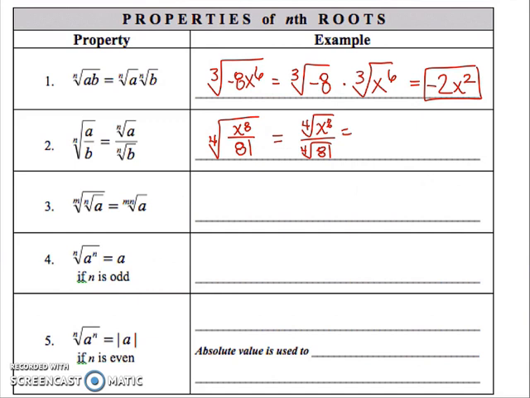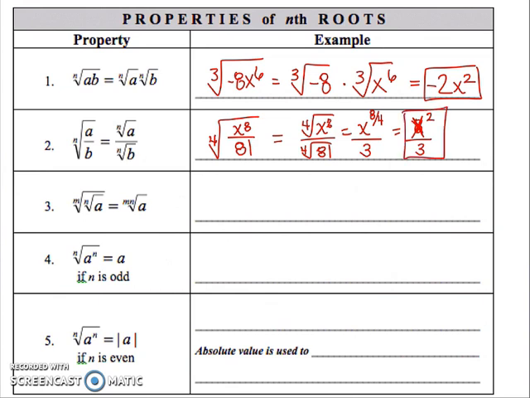So the 4th root of x to the 8th, you could think of it as what term times itself 4 times gives me x to the 8th, or you could think of this in exponent form. The 4th root of x to the 8th is really going to be x to the 8/4 power, which is going to be x squared. In my denominator, 81 is a perfect 4th. The 4th root of 81 is +3. So we end up with x squared over 3 for our answer.